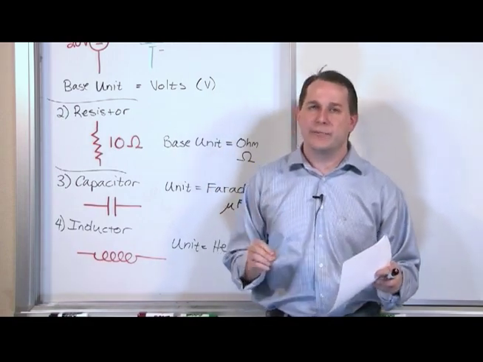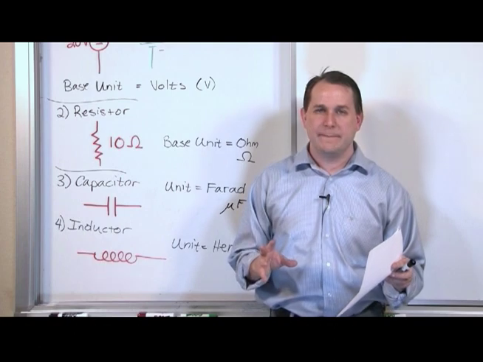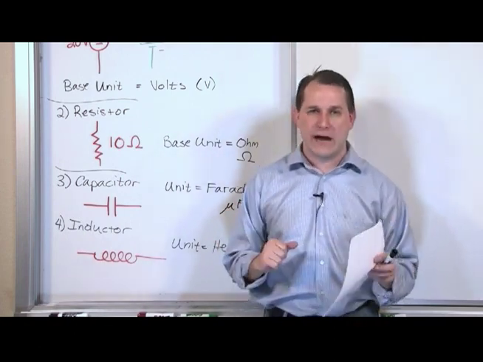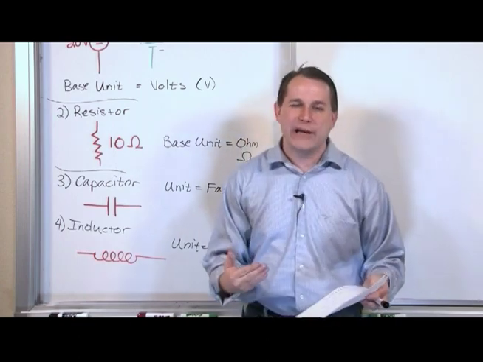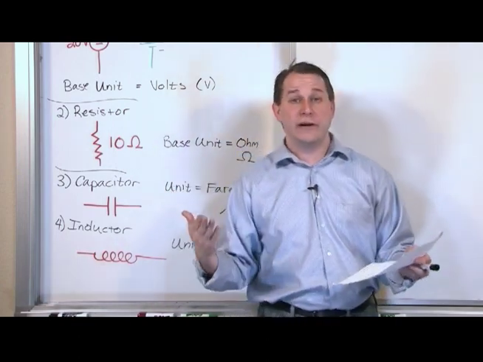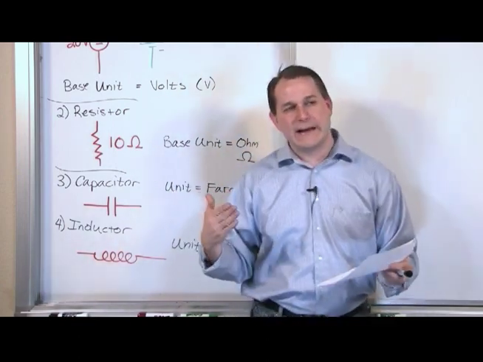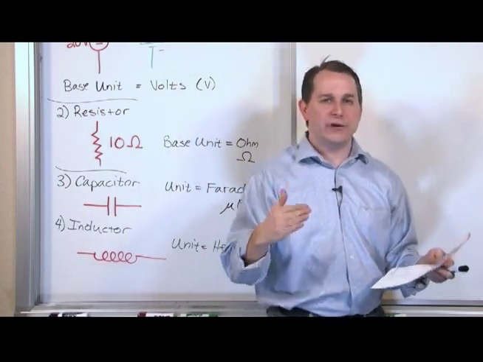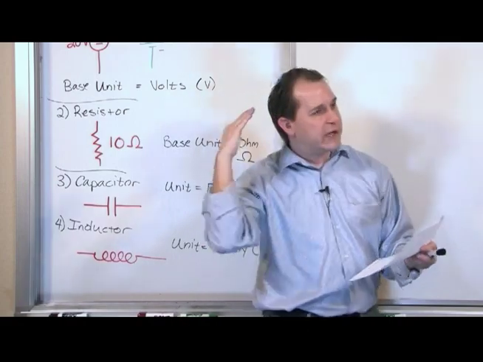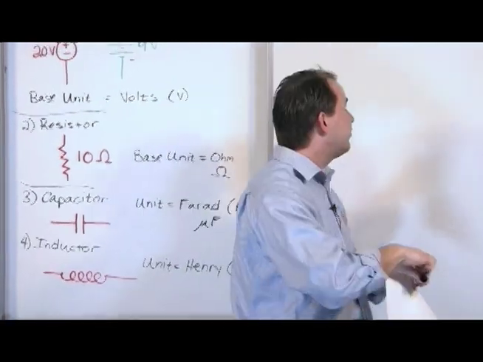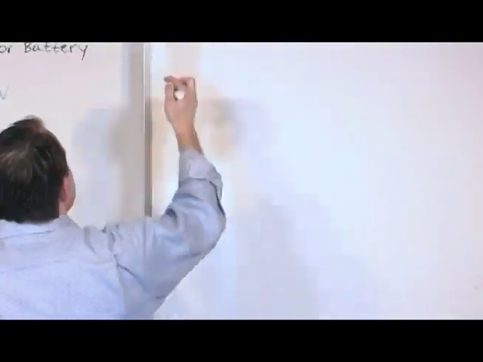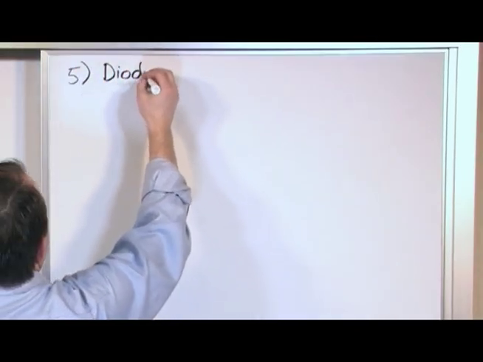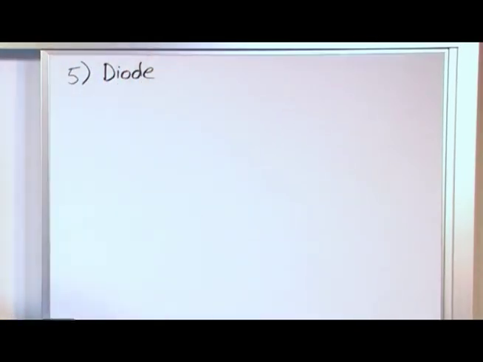The next circuit component that's very, very common is called the diode, and a lot of you may have even heard of what a diode is. Basically, a diode only allows the electric current to flow in one direction. It's like a one-way switch, right? It will not let electricity go this way, but it will let it go that way. So let me show you what that looks like. Number 5, we call it a diode.